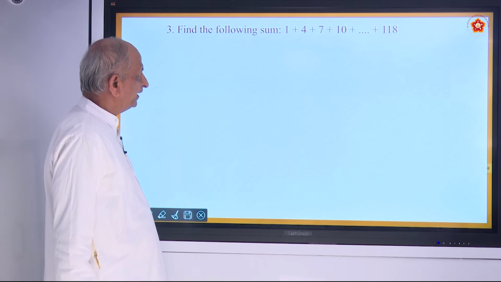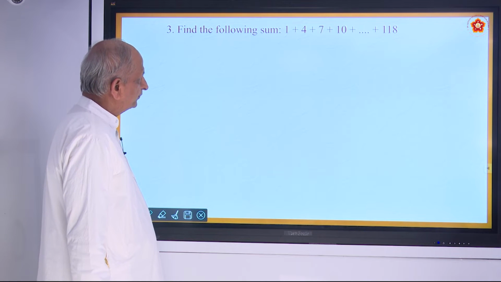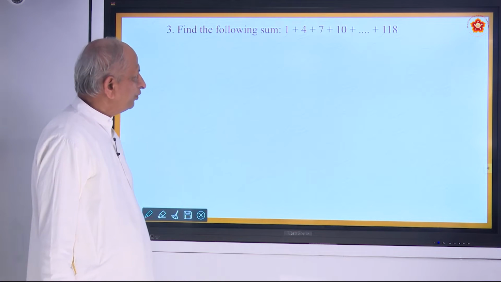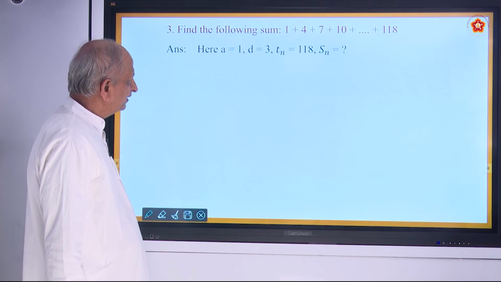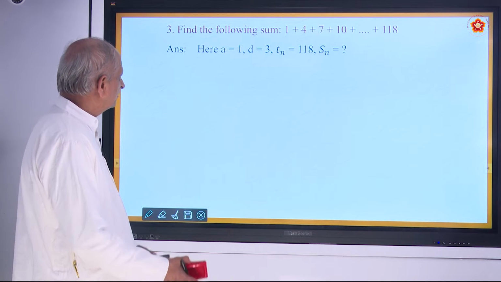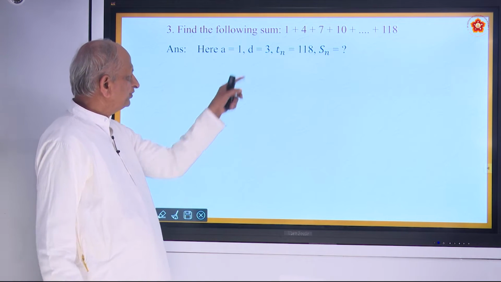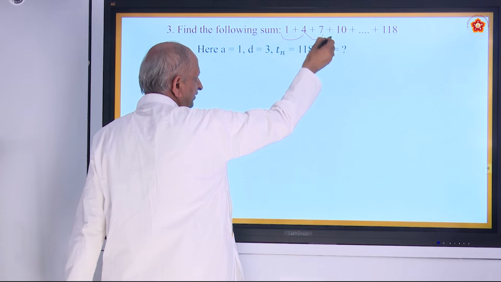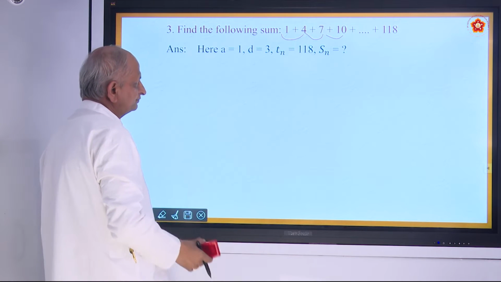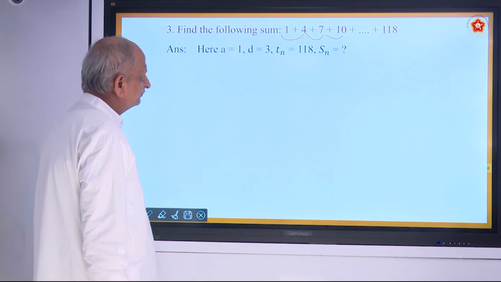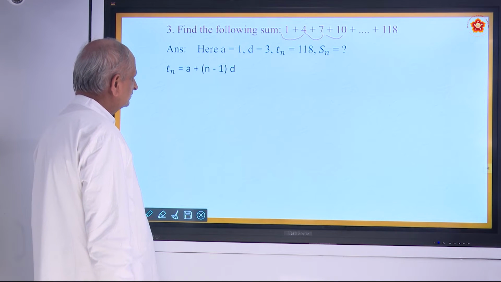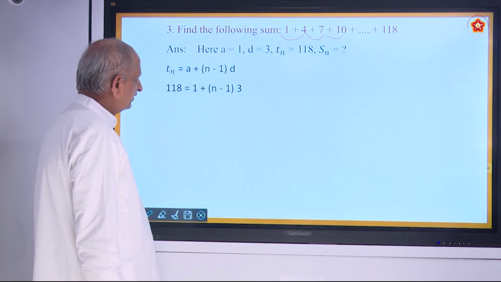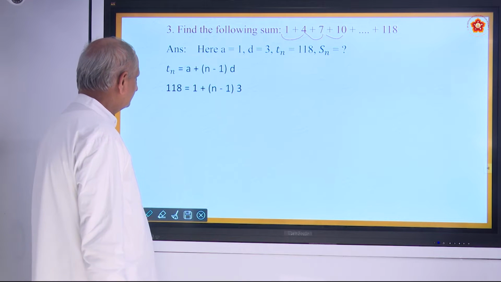Next problem, find the following sum. This is called a series: 1 plus 4 plus 7 plus 10 plus up to 118. So A is equal to 1, D is equal to 3. How did you get 3? The difference of 4 and 1, the difference of 7 and 4, is all 3. They are asking Sn, the sum of the terms. So here first you must find out Tn. The last term is 118.